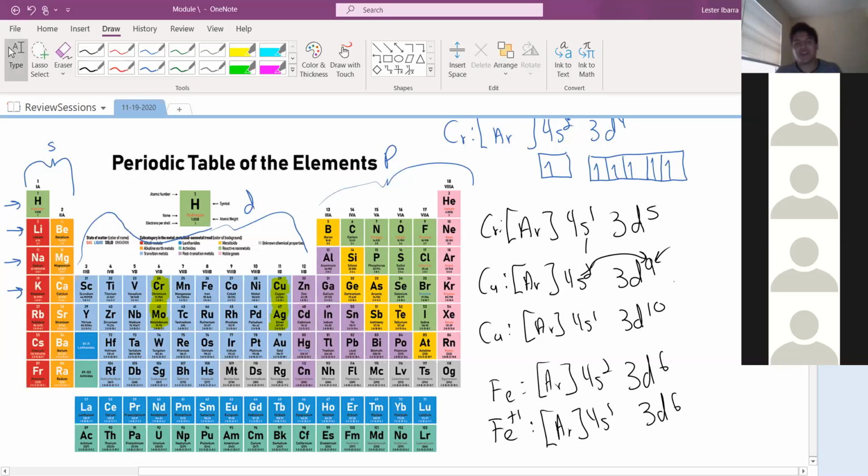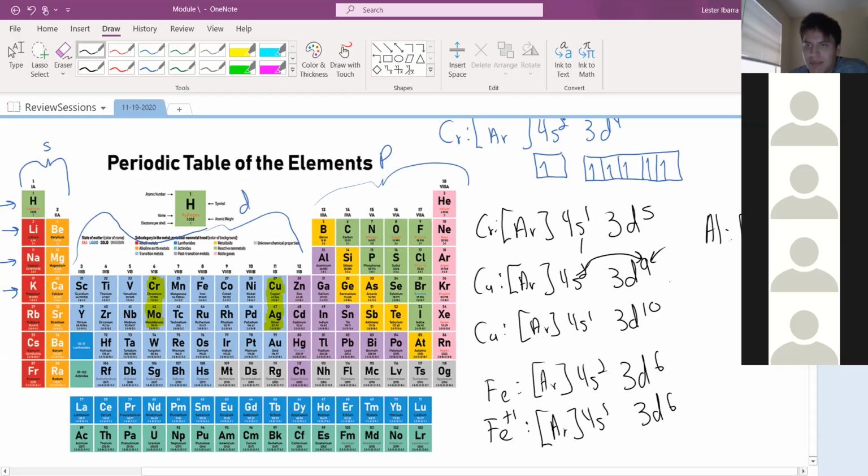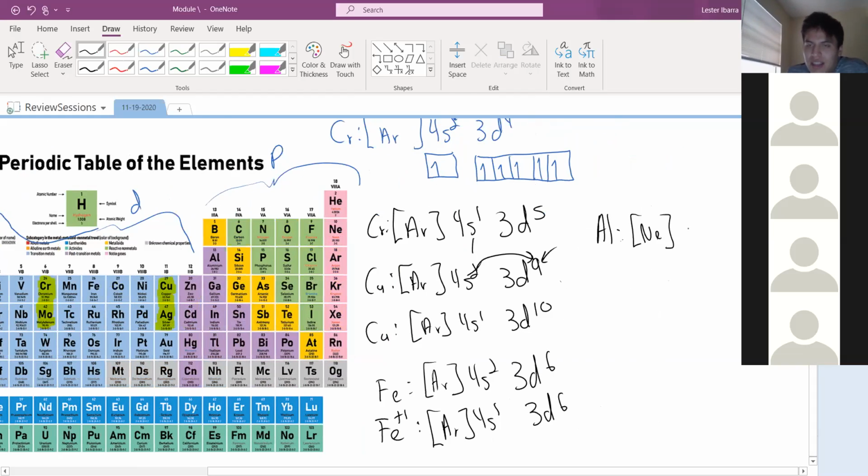So how does everyone feel about electron configuration? Do we move on or do we continue discussing this? Can we do another ion? Sure. So let's do aluminum. Aluminum would be Al. I think we had it already as neon, 3s2 and 3p1. Now, aluminum in ionic form would be aluminum plus 3. So what would be the configuration if it's just aluminum plus 3?